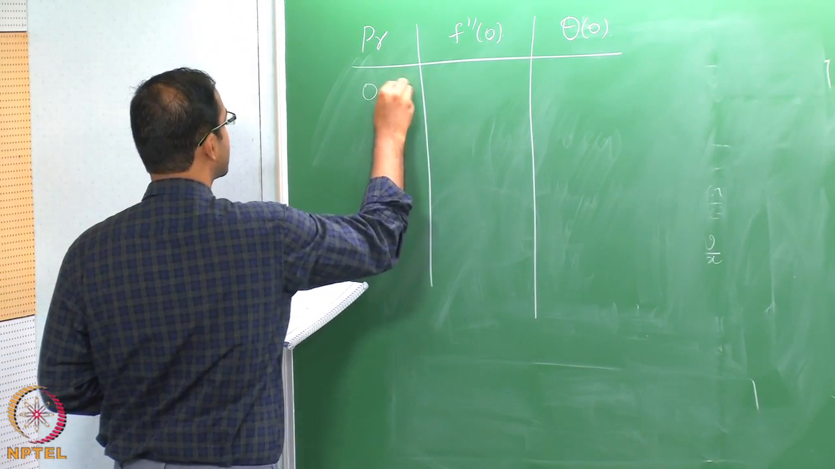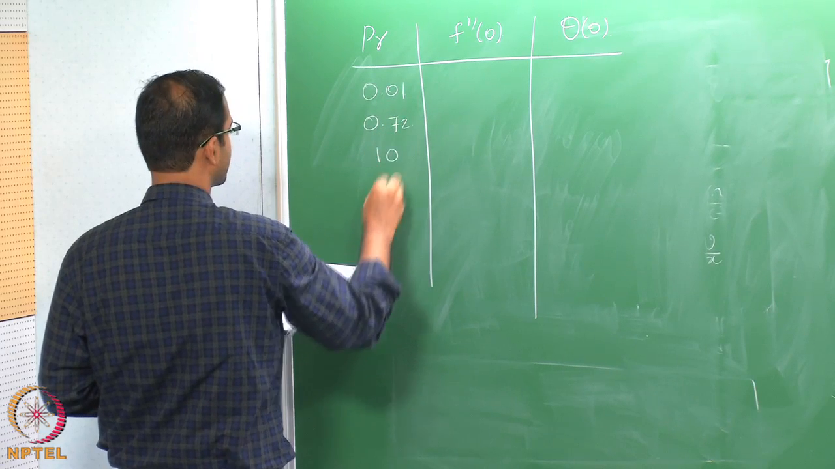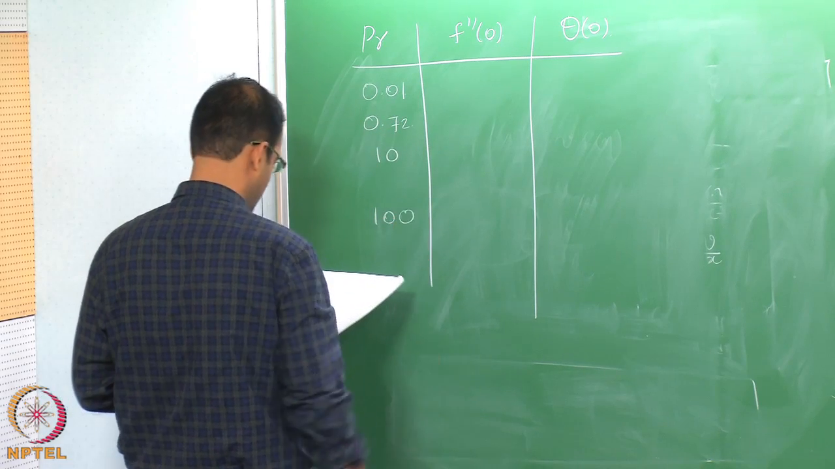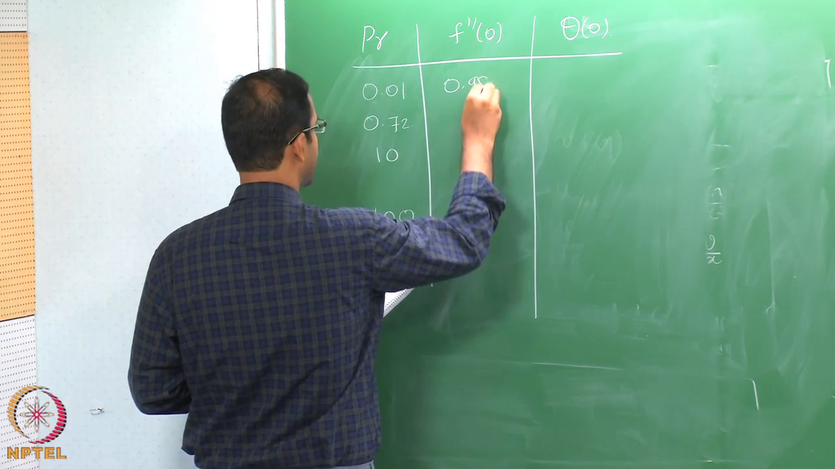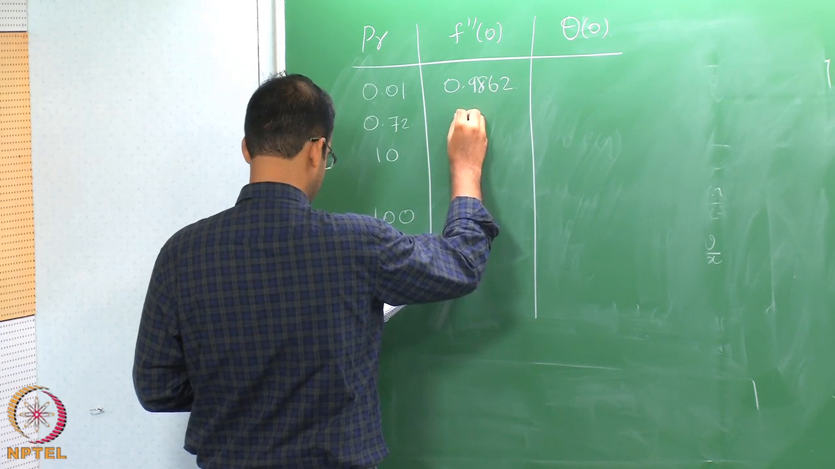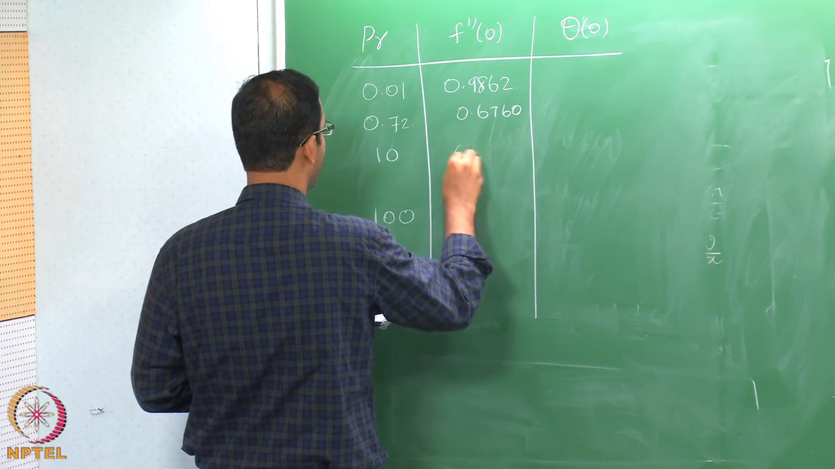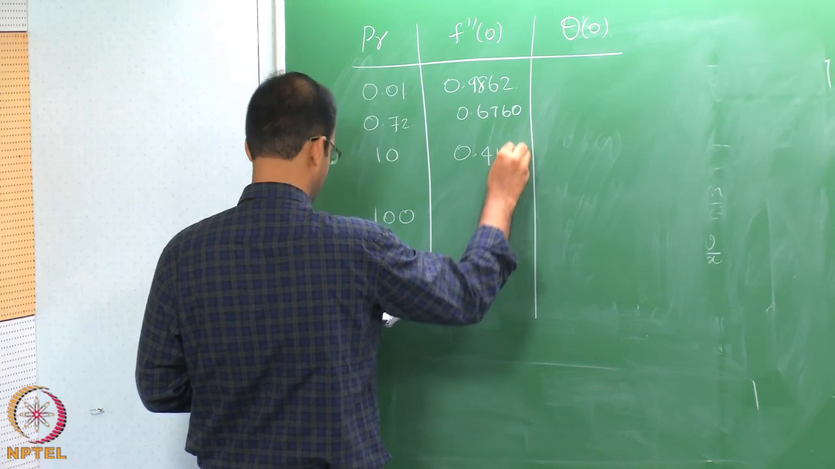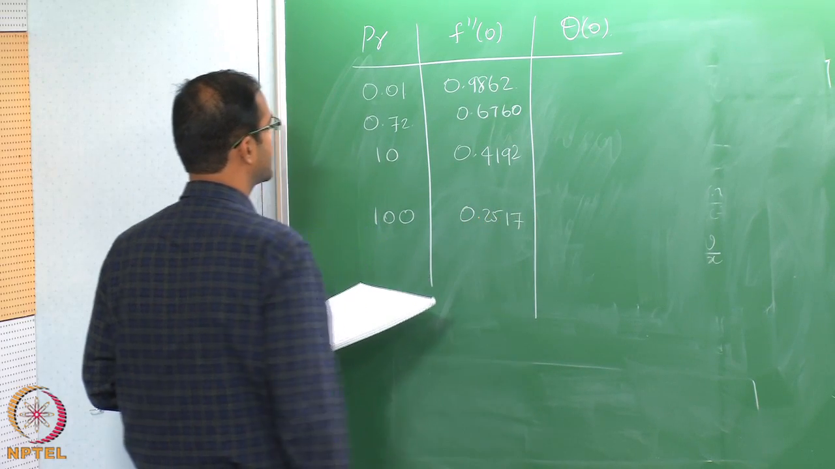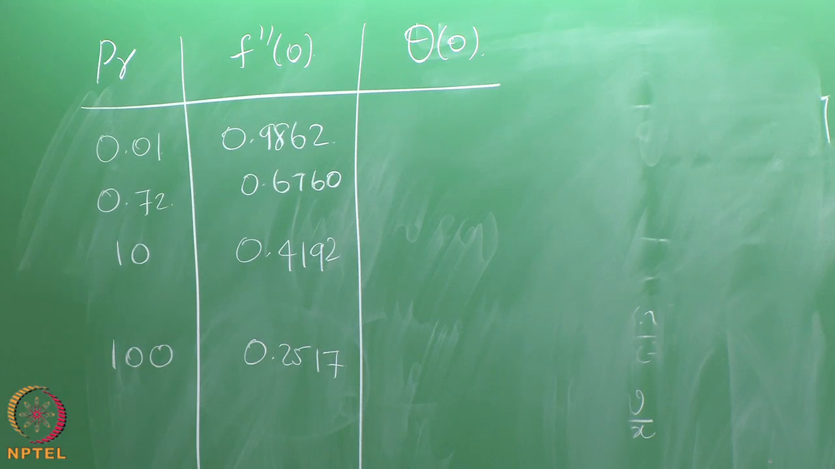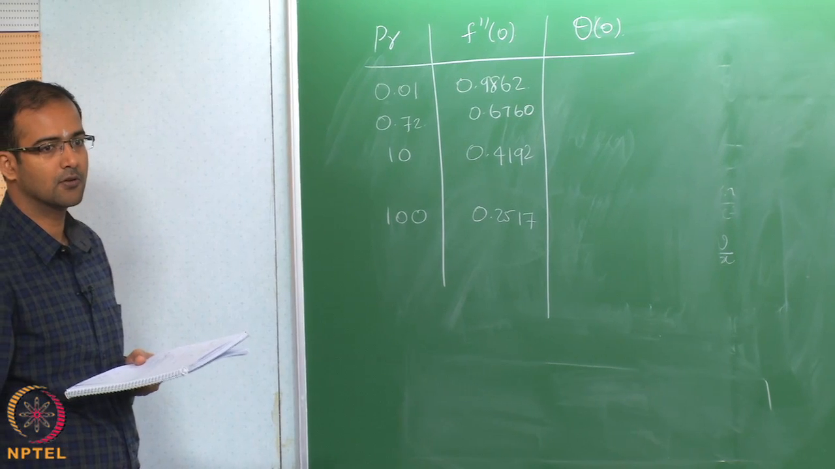So, if you vary the Prandtl number, for 4 different Prandtl numbers, if you find the solution by shooting method, you will end up with 0.9862, then 0.6760, 0.41. So now you see that the gradient of velocity is also a strong function of Prandtl number, unlike the external forced convection.